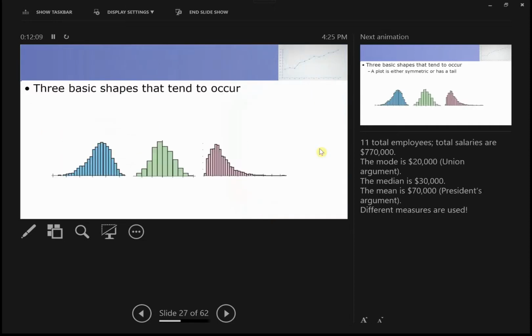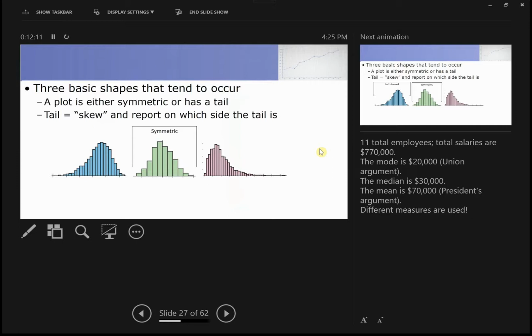So now we want to look at shapes. And again, we don't put really a fine point on it. What we're interested in is, is this histogram symmetric? In other words, is there some kind of line I can draw through it so that basically it looks like a mirror image of itself, right? That would be symmetric. Or does it have a tail? And if it has a tail, we call that in statistics skewed.